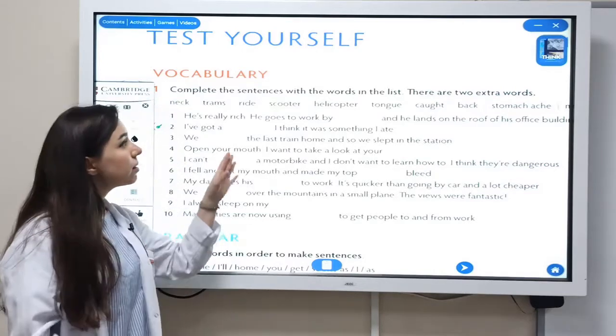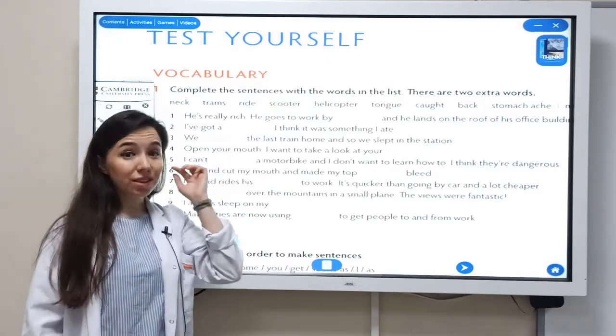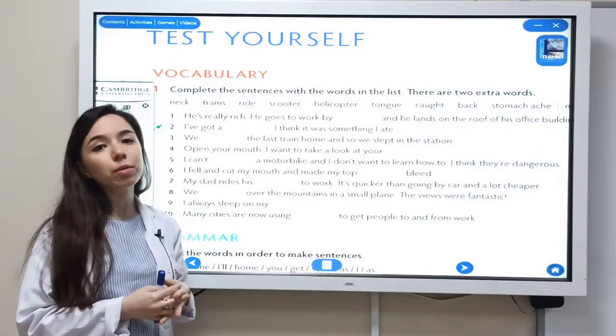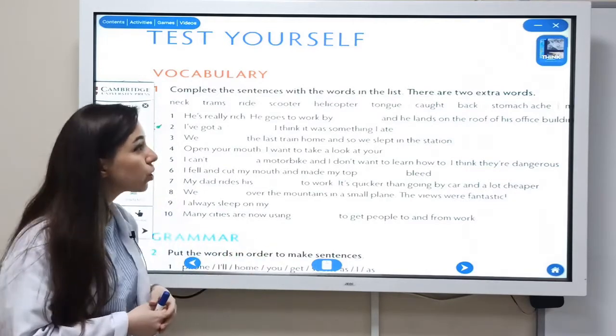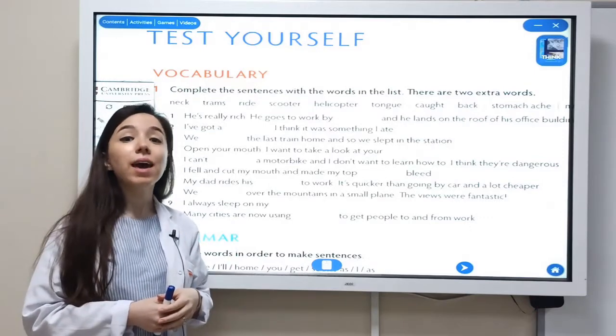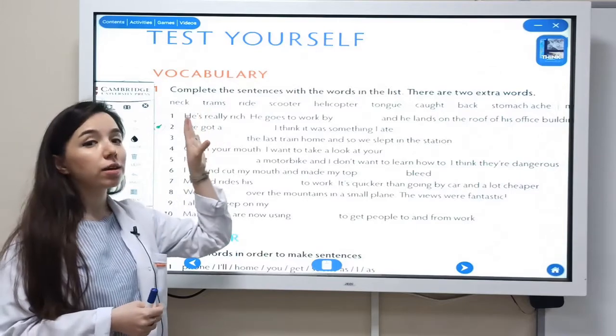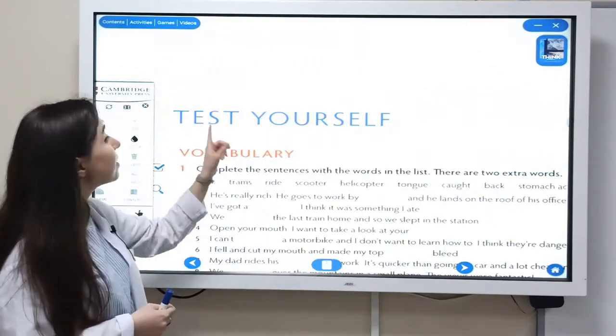Okay, so listen, now we are going to do something different. Start with something different, then again we will do some exercises from the workbook and our book. This is the Think A2 book, and I'm going to start with what is this, Test Yourself.